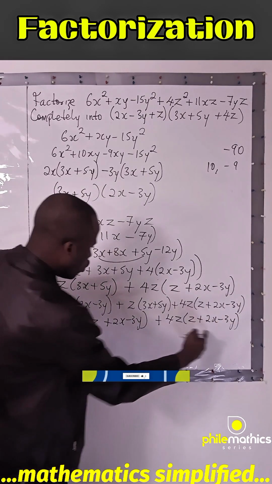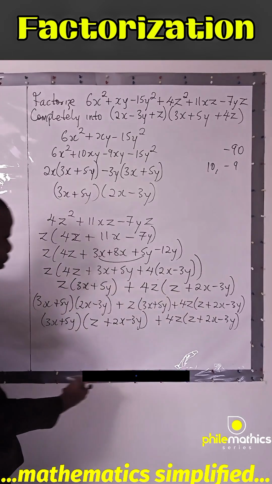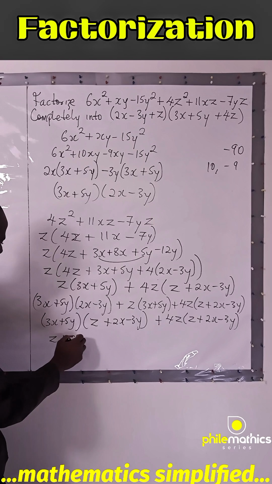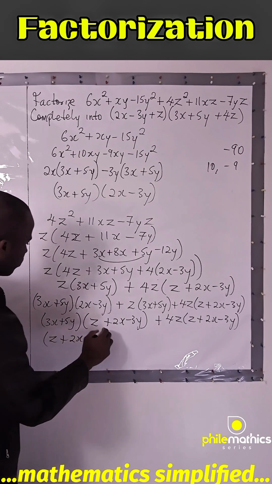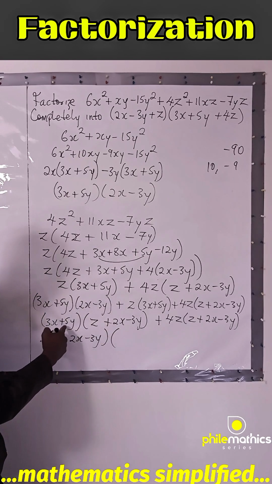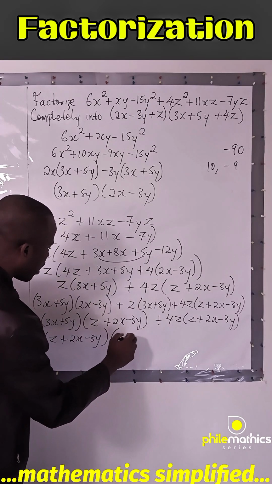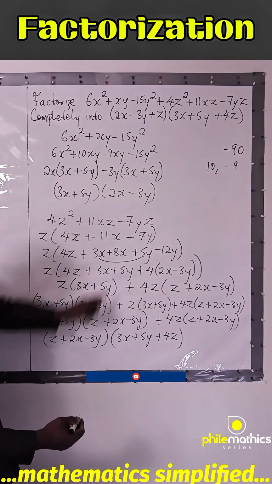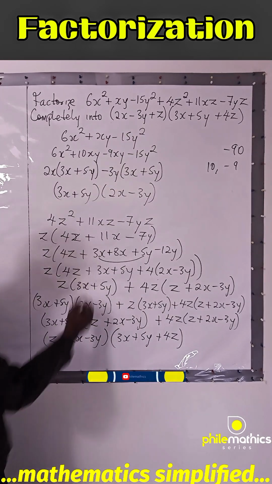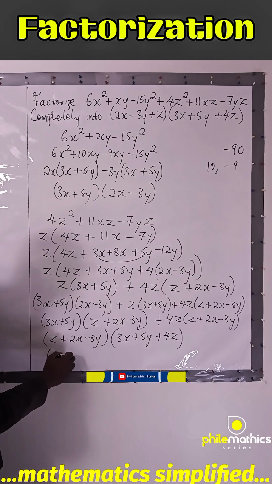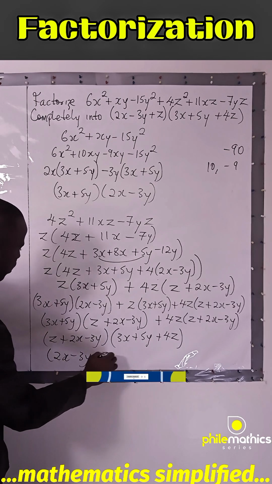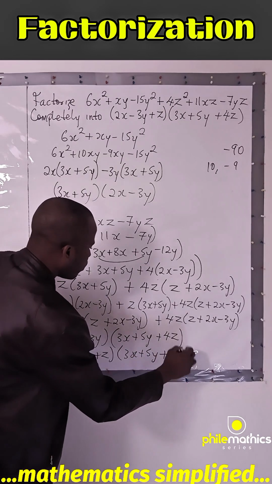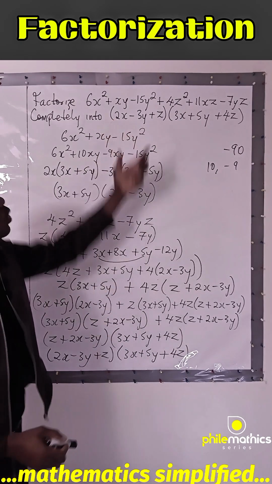Now, what is common between these two is z plus 2x minus 3y. If I factorize it out, I'm left with 3x plus 5y plus 4z, which is exactly what I have. If I rearrange, I can get 2x minus 3y plus z, 3x plus 5y plus 4z. Exactly what we are asked to factorize into.